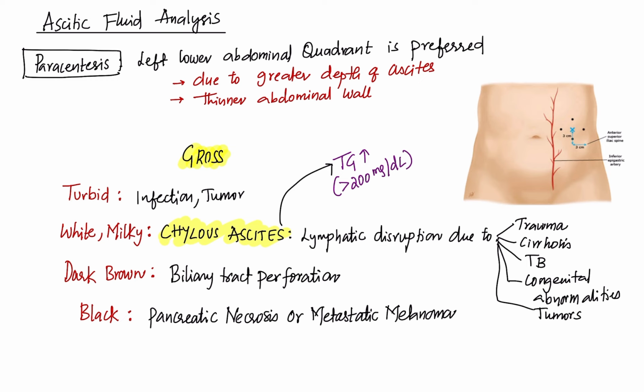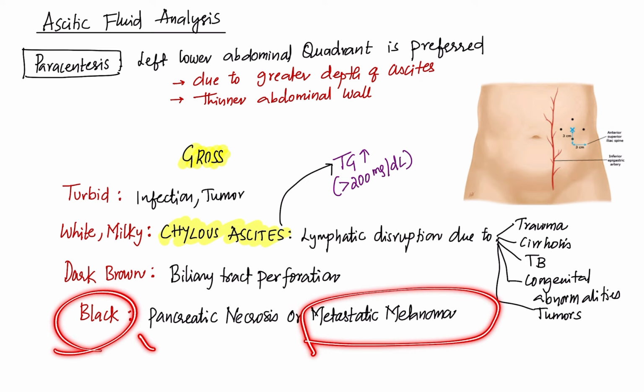Where do you see this? Chylous, lymph. It is related to lymphatic disruption, which is because of trauma, cirrhosis, tuberculosis, congenital abnormalities and tumors. So these are the 5 conditions wherein you see lymphatic obstruction or lymphatic destruction leading to chylous ascites. Now coming back to the dark brown gross appearance. This brownish color is because of biliary tract perforation. Whenever there is a biliary tract perforation, you will see ascites which is dark brown in gross appearance, and black is because of either metastatic melanoma or pancreatic necrosis.